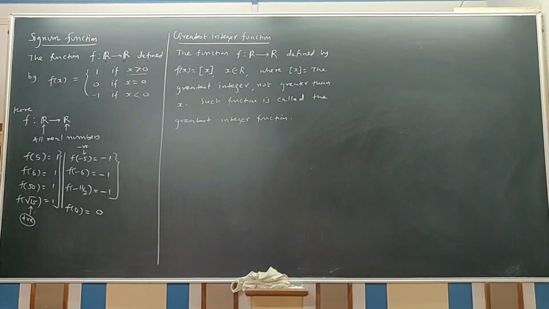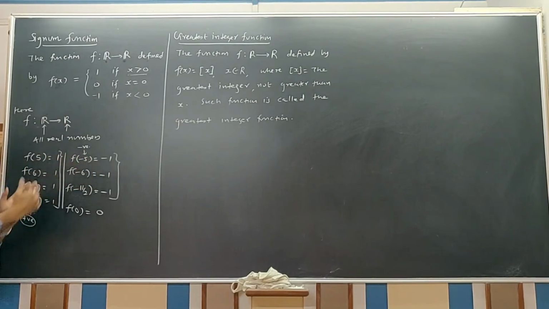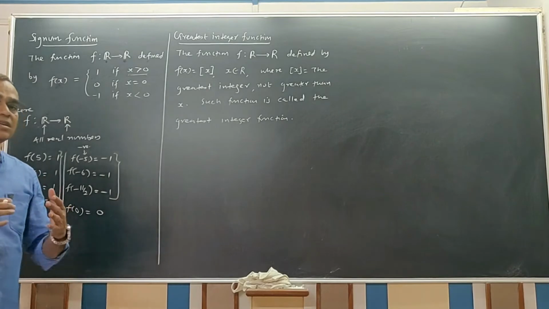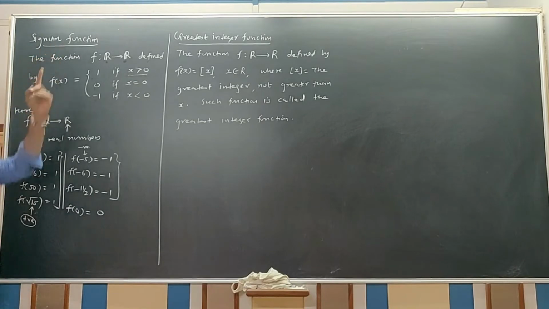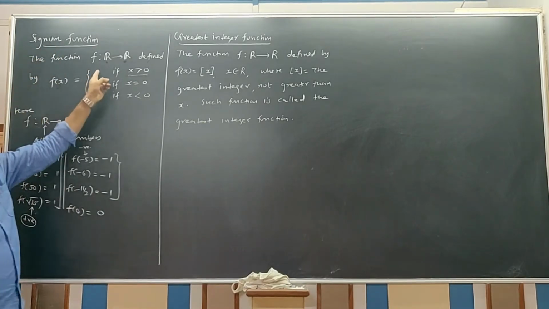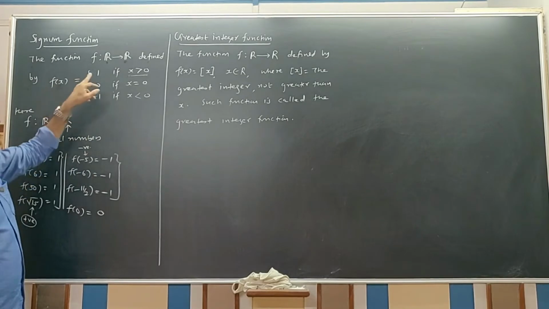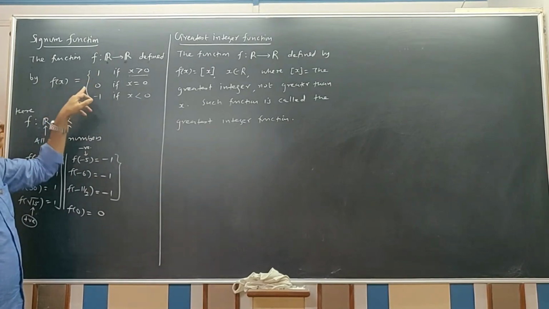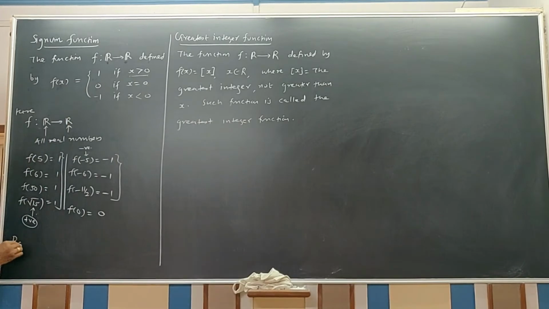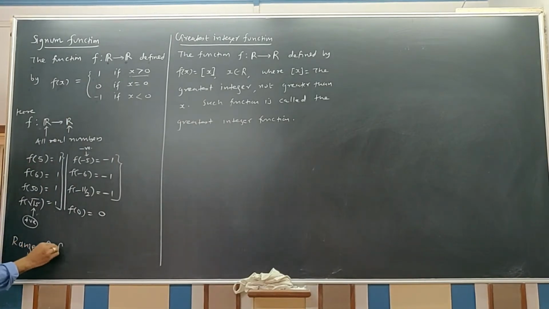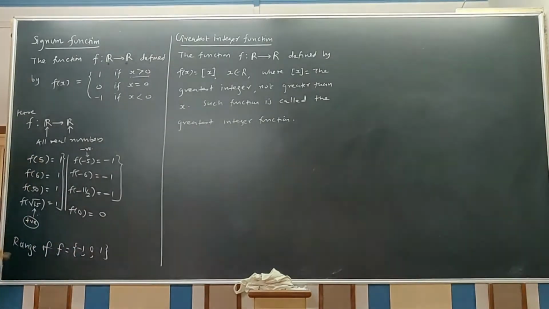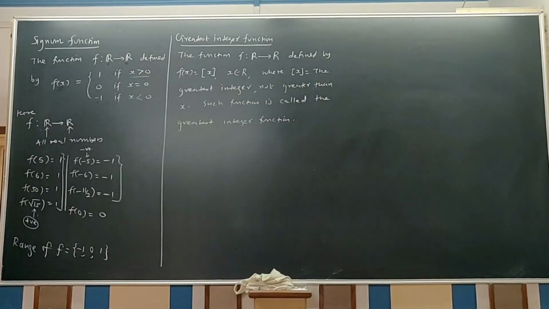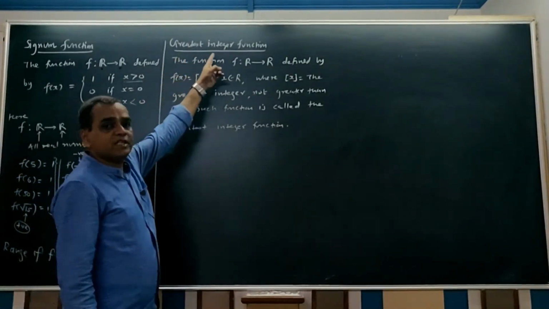So when we take a positive number, the output is plus 1. When we take a negative number, the output is minus 1. That means the function is giving the sign only, so it is said to be the signum function. For every real number, the image is either plus 1, minus 1 or 0. So the range of this signum function contains only 3 values, minus 1, 0 and 1.